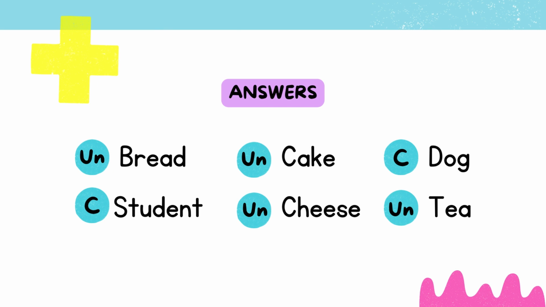Answers. Bread: UN. Cake: C. Dog: C. Student: C. Cheese: UN. Tea: UN.